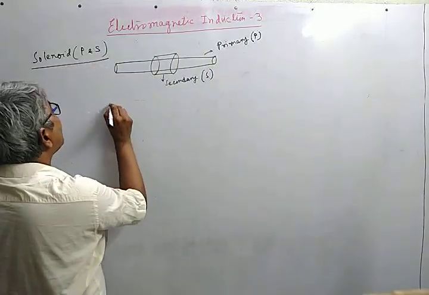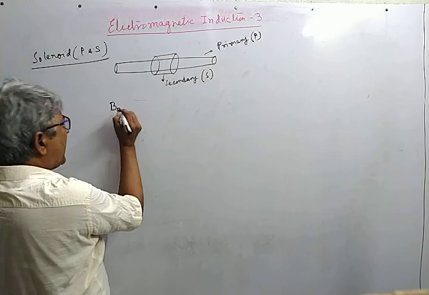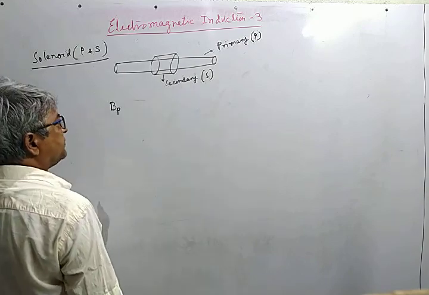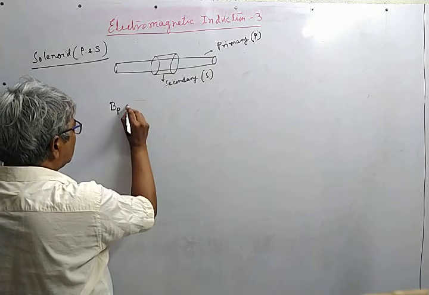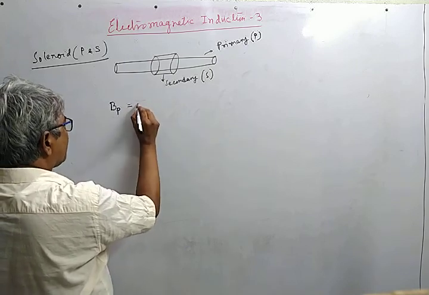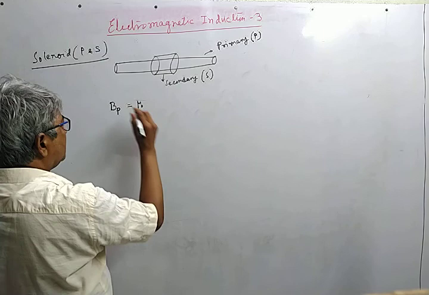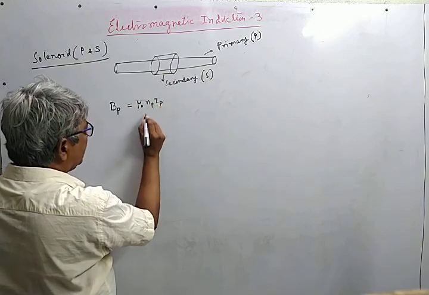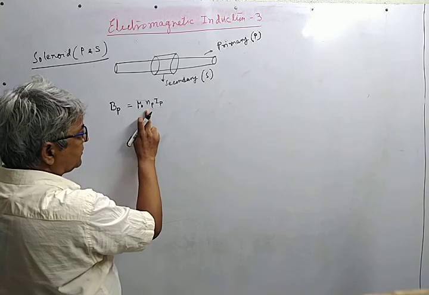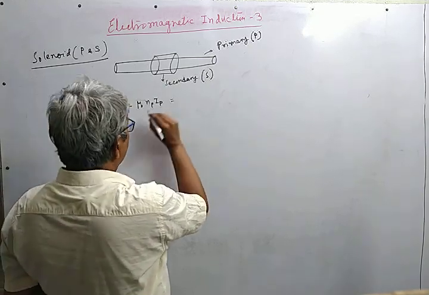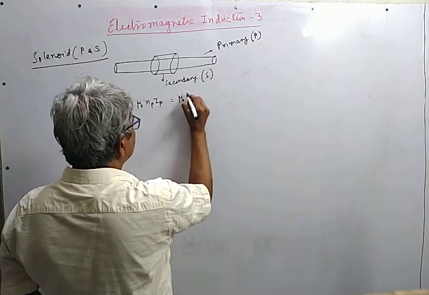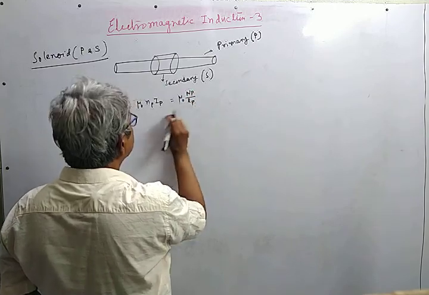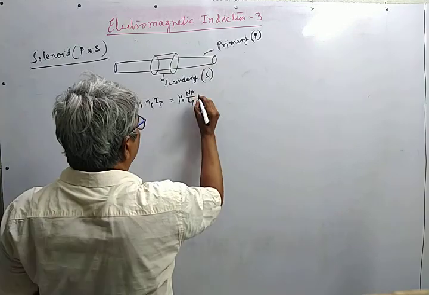So the field produced by the primary, we assume the solenoid primary to be very long. So this is mu 0 n_P I_P, where n_P is the number of turns per unit length. We can write it as mu 0 N_P, total number of turns, over L_P, length of the solenoid, times I_P.